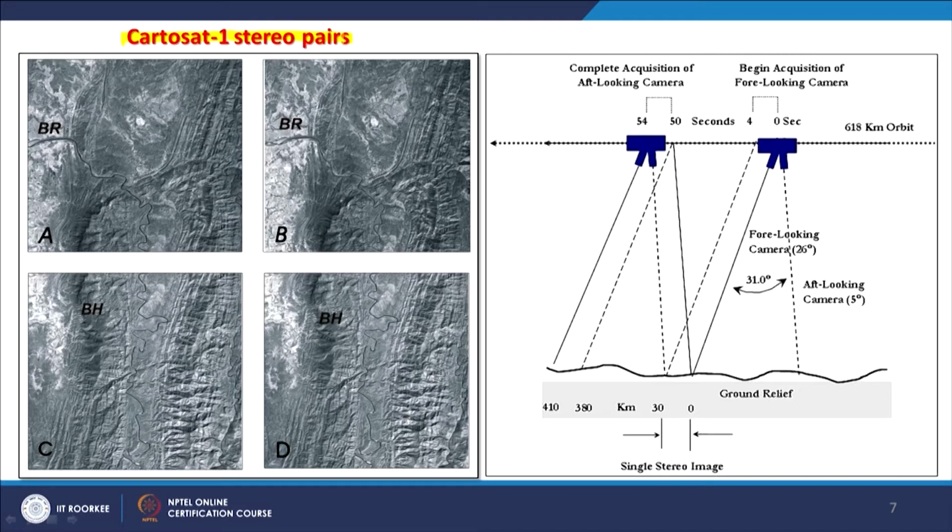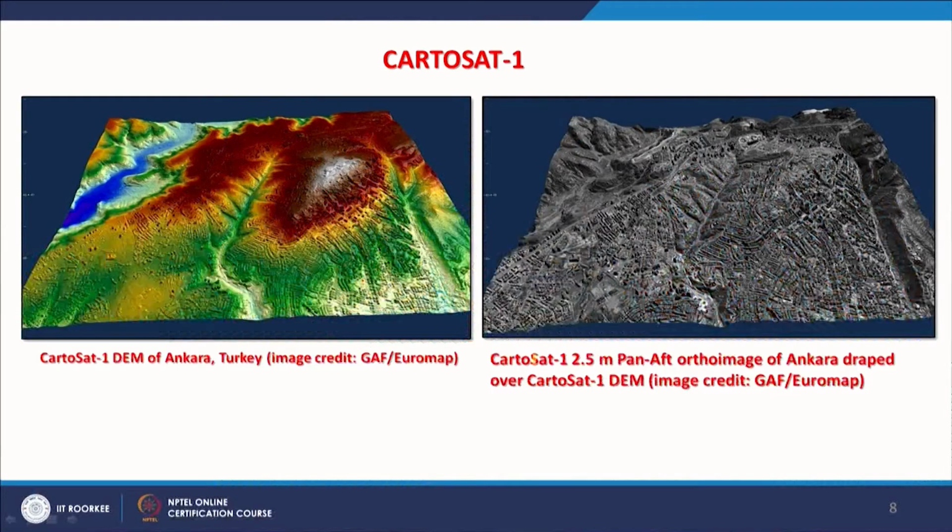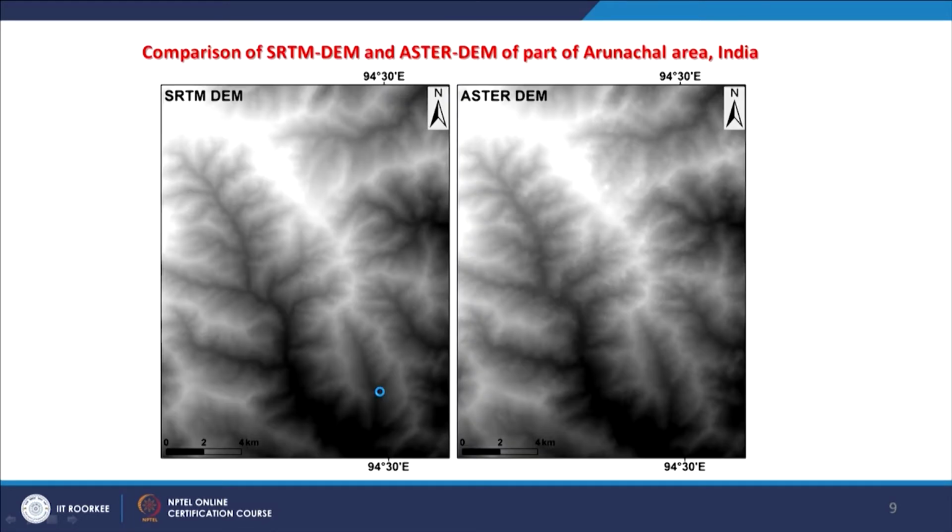Many software packages support these photogrammetric techniques, like for example ERDAS, which has a separate extension or suite called the photogrammetric suite, and using that suite you can definitely generate a digital elevation model even using Cartosat data. And the same Cartosat data can be used, like for example here Cartosat-1 data of 2.5 meter, and this pan aft ortho image is draped over the digital elevation model which was generated by Cartosat of the same area. So, likewise you can generate.